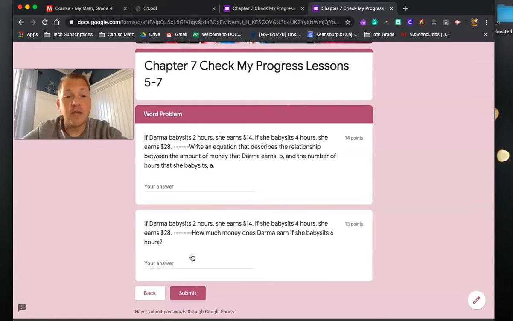And then you're going to use that equation that you develop for this problem right here. You're going to write the equation here. And then down here, you're going to use that equation to solve how much money does Dharma earn if she babysits for 6 hours. Then that's it for your work today.